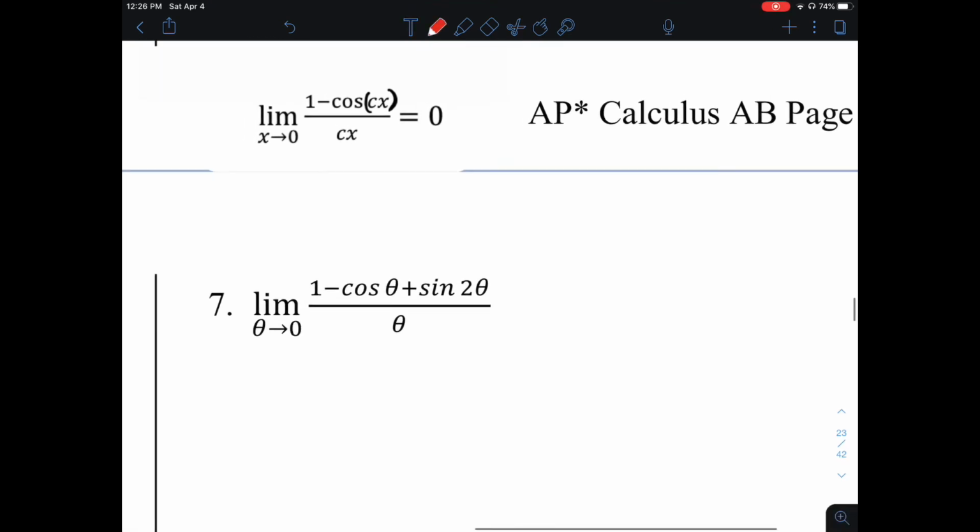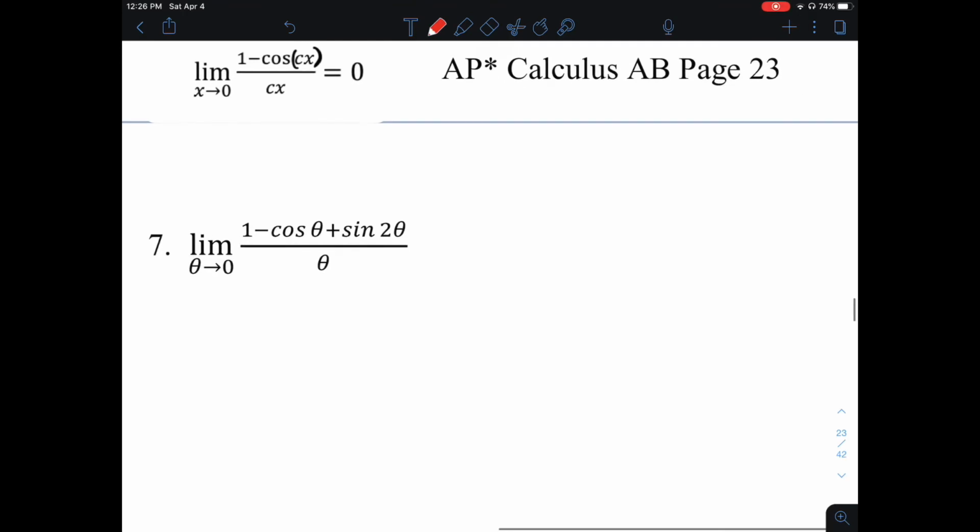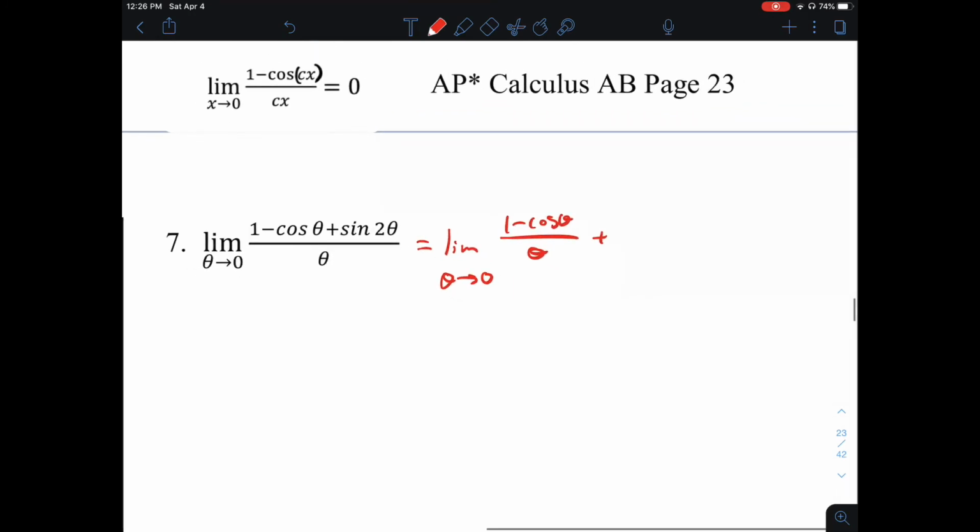All right, we would like to try to use this. Please note, we can't use direct substitution for this because we'd be dividing by 0. 1 minus cosine of an angle over the angle, we kind of have that here, but this thing is hanging around. We don't really want that hanging around. So what we can do is separate this and make this the limit as theta approaches 0 of 1 minus cosine of theta over theta.